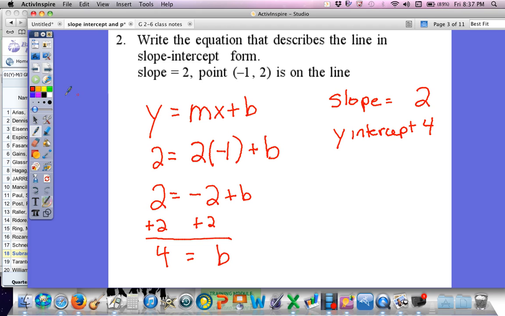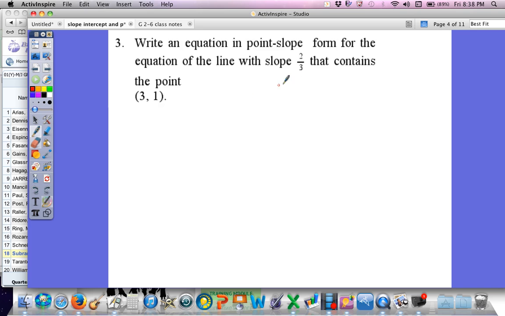So once again, y equals mx plus b. I erase the m. I put in 2. I erase b. I put in 4. And y equals 2x plus 4 is the equation in slope-intercept form. Number 3, write an equation in point-slope form for the equation of the line with a slope of 2/3 that contains the point 3, 1.